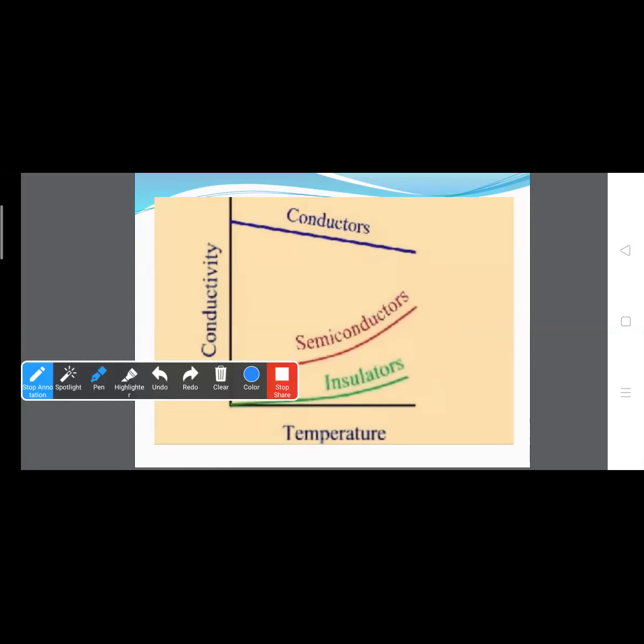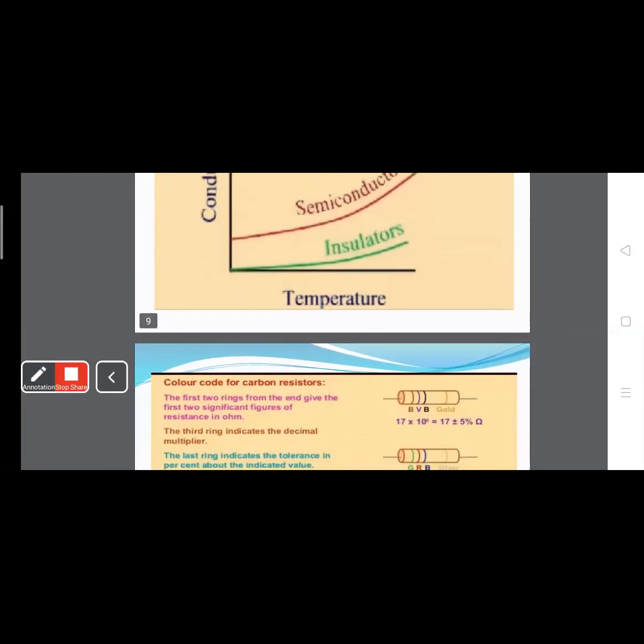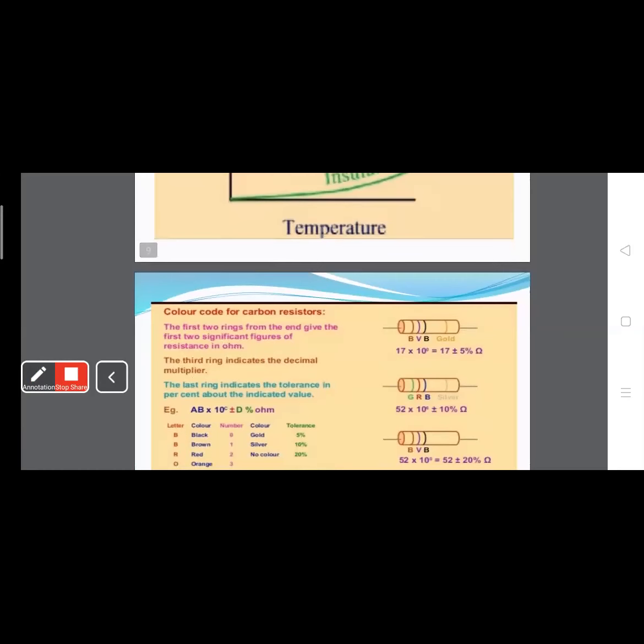Now, in the case of a semiconductor, if we increase temperature, resistivity decreases, but conductivity increases. It is shown in the graph. And it is the same for an insulator. When temperature increases, conductivity also increases. Clear? So this is the graph between conductivity and temperature for conductor, semiconductor and insulator. So I think these topics are clear to you.